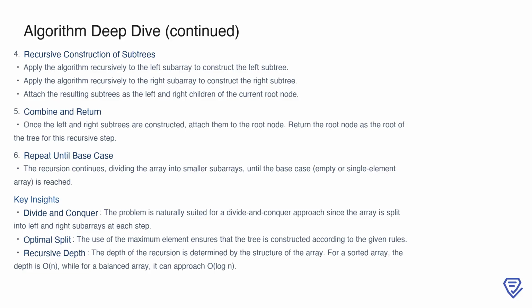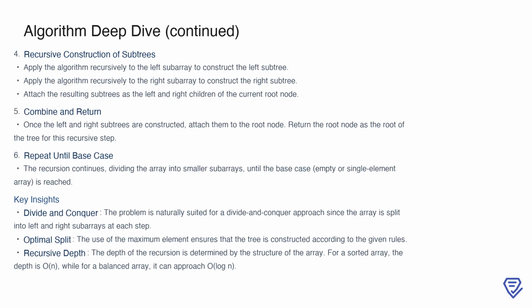At this point, we combine all the results and return the constructed tree node as the root for the current recursive step. This method leverages a divide and conquer strategy, effectively breaking the problem into smaller, manageable pieces. The maximum value at each step guarantees that the tree is built optimally according to the rules.